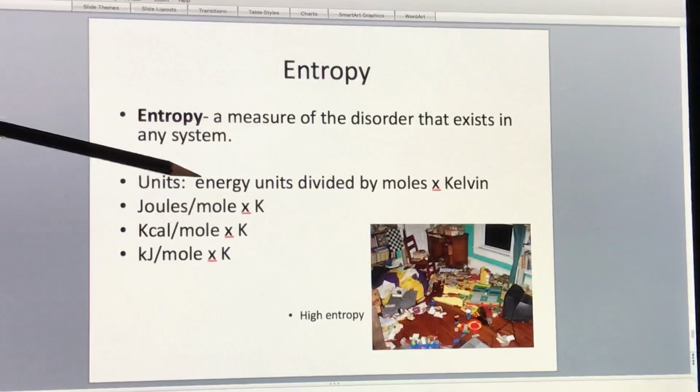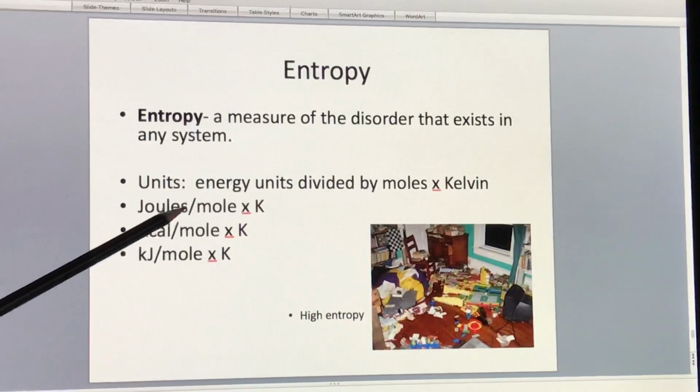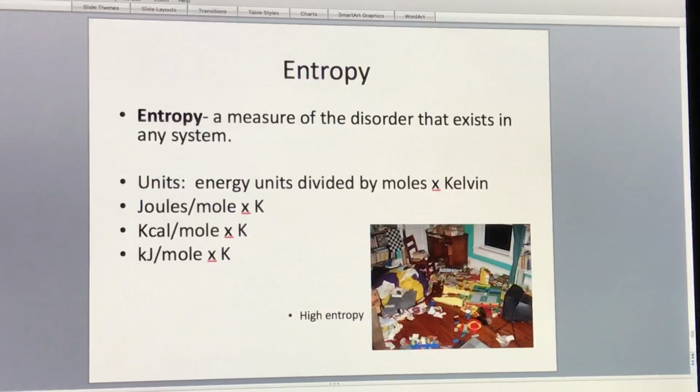And so the energy units for entropy are various energy units. It could be joules, kilocalories, or kilojoules, divided by moles times Kelvin. So when we have high entropy, we have high levels of disorder, and low entropy means things are not disordered. So the next time your parents want you to clean your room, maybe they'll give your room an entropy score.